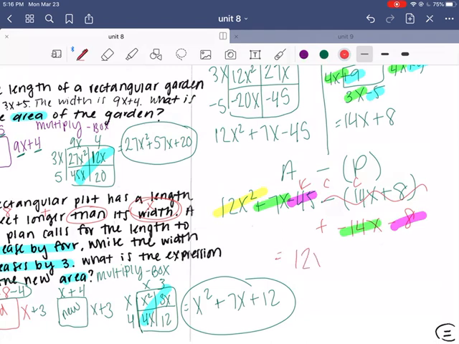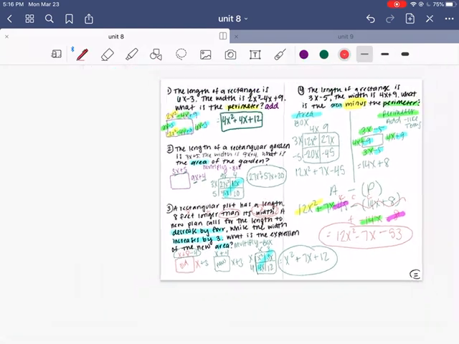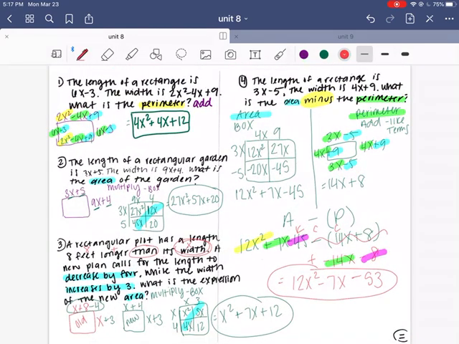So, final answer. The area minus the perimeter is 12x squared. Positive 7 plus negative 14 is negative 7x. And then negative 45 minus 8, or minus 8 more, is negative 53. There's the area subtract the perimeter. There are lots of types of word problems that could be given to you, but here are just some of the basic examples for what you'll see on your test, on the final exam.